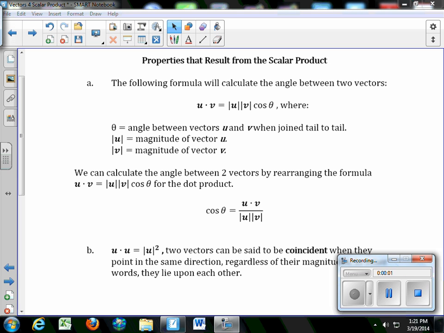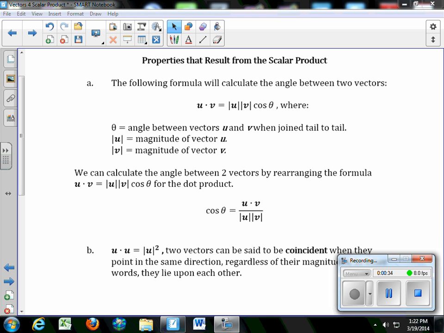Ultimately these are formulas or properties that come up because of how you calculate the scalar product. So the following formula will calculate the angle between two vectors. If you have vector u dot vector v, meaning the scalar dot product, that's equal to the absolute value of the length of u. If you remember back a couple of lessons when we found the length of a vector, you're basically applying Pythagoras. And then times the length of v times cos theta.